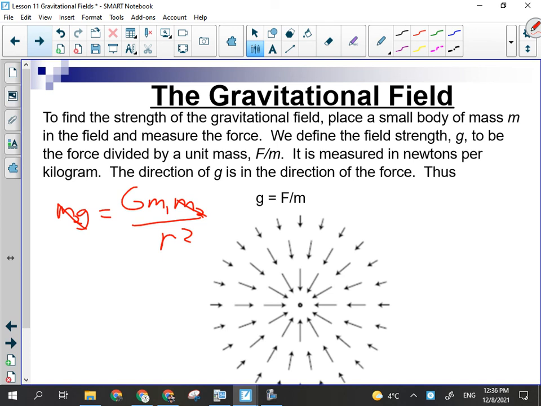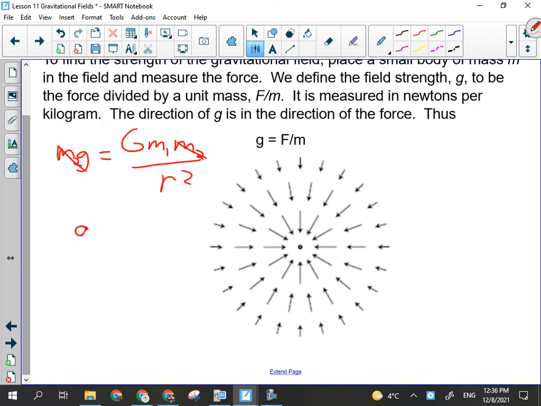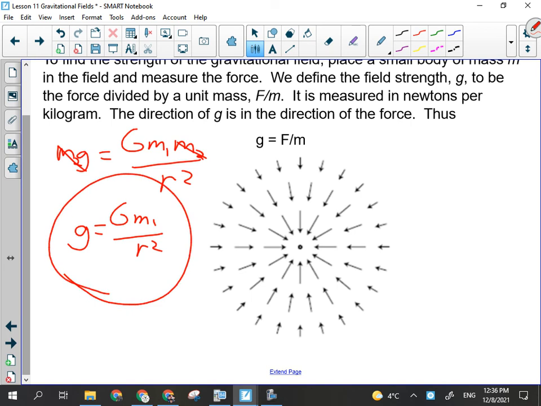So the formula we're dealing with here to calculate gravitational field strength looks very much like Newton's universal law of gravitation. It's just missing an m, because it's not calculating the force of gravity, it's calculating the acceleration due to gravity, which are two different things. I make a point of that because on your unit exam, there will be a question on gravitational field strength that will require you to use this formula.